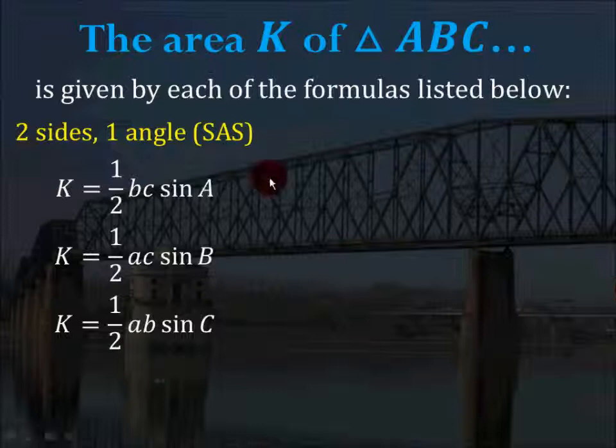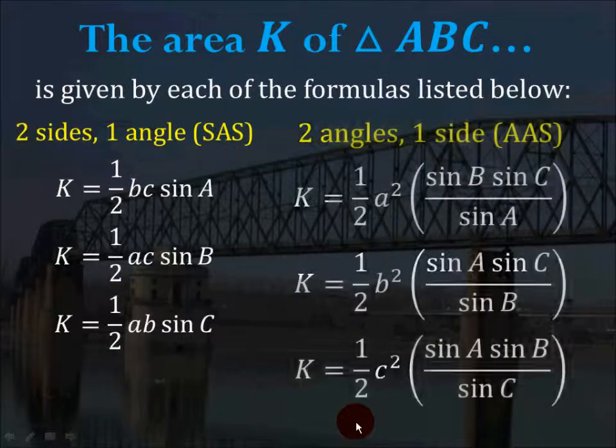And so for these examples, the angle that you know is the included angle between the 2 sides you know. So area is 1/2 BC times sine A. Notice, you know sides BC and you know the angle opposite the side whose length you don't know. So K is also 1/2 AC sine B. K is 1/2 AB sine C. So you use these if you have 2 sides and 1 angle.